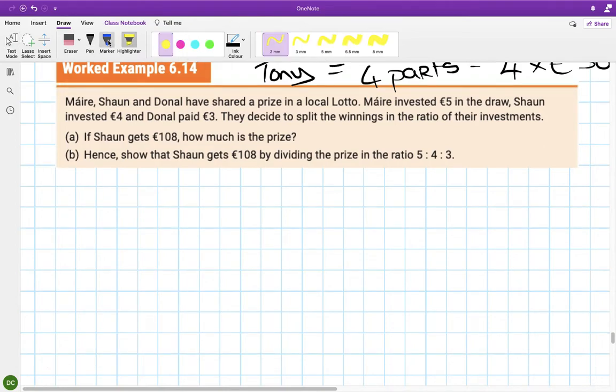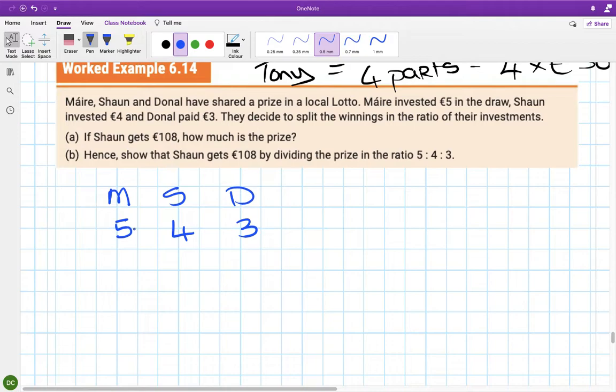So let's get this right. So M for Moira, put in 5. S for Sean, put in 4. And D for Donal, put in 3. So that's the ratio that we're talking about. Okay, so Moira is going to get 5 parts of the prize, Sean is going to get 4 parts of the prize, and Donal is going to get 3 parts of the prize.